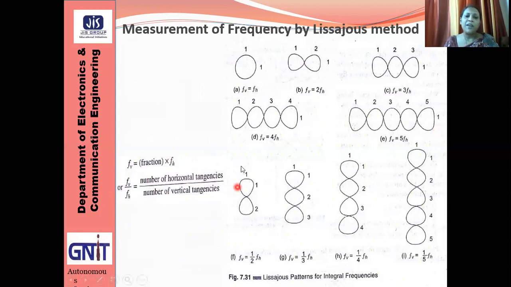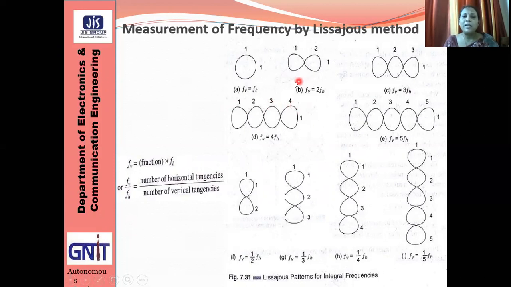Here is the very important formula: FV by FH, that means vertical plate frequency by horizontal plate frequency, equals the number of horizontal tangencies by the number of vertical tangencies. So what are vertical tangencies and what are horizontal tangencies? Say this is the pattern we are taking as an example. There are 4 horizontal tangencies if we draw a tangent line here.